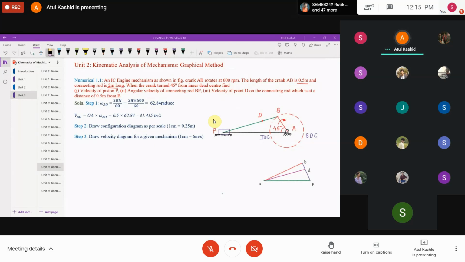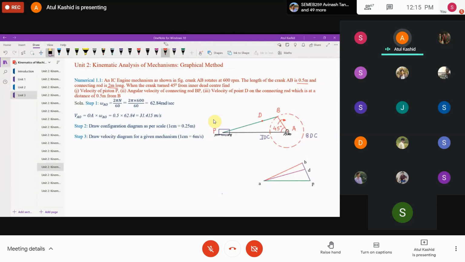Everybody, you have to reply in the chat box after drawing the configuration diagram. So your time starts now. It's 12:12. I will resume at exactly 12:16.